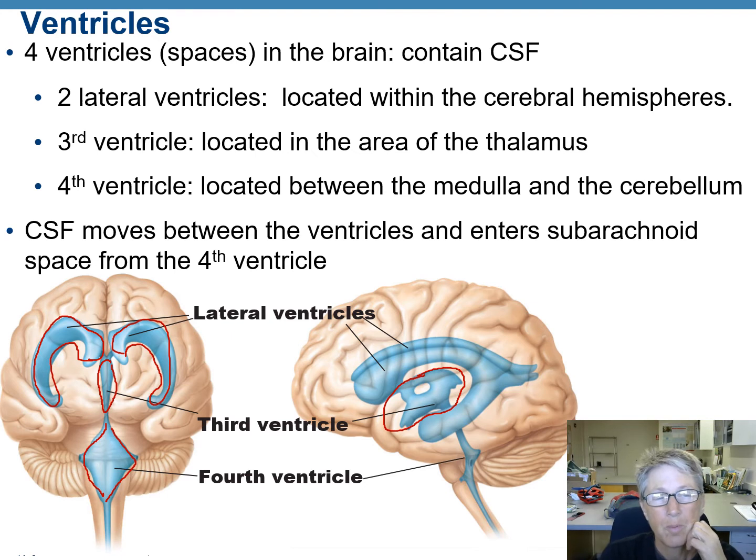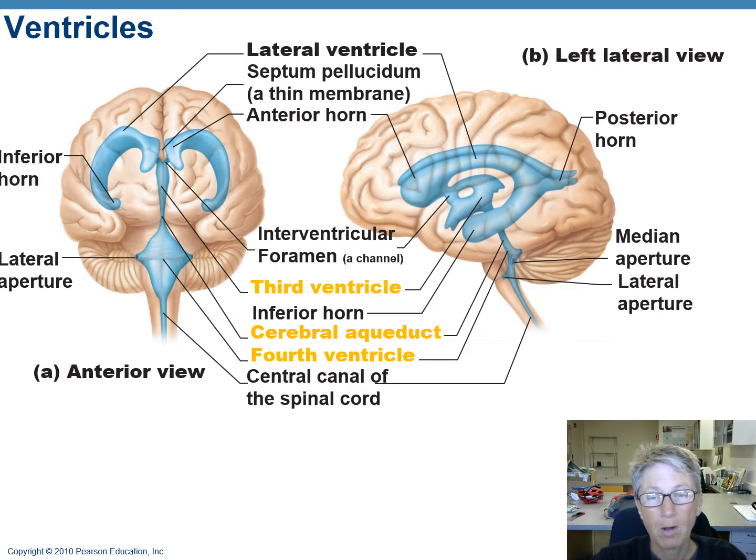So the cerebrospinal fluid is made in the ventricles, moves between the ventricles, and enters the subarachnoid space from the fourth ventricle. So this thing right here, all the CSF that you made from your lateral ventricles and your third ventricle will all flow to the fourth ventricle. Then from the fourth ventricle, the CSF will go into the subarachnoid space.